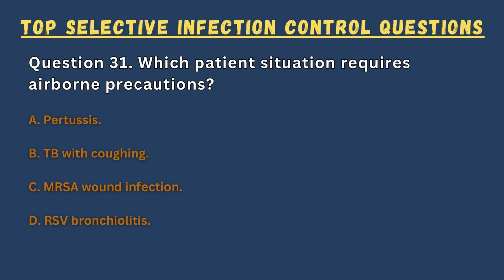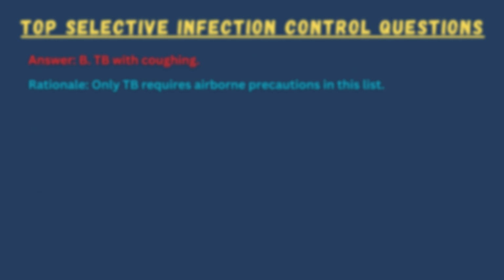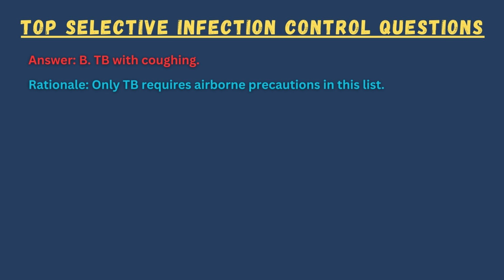Question 31. Which patient situation requires airborne precautions? A. Pertussis. B. TB with coughing. C. MRSA wound infection. D. RSV bronchiolitis. Answer. B. TB with coughing. Rationale. Only TB requires airborne precautions in this list.